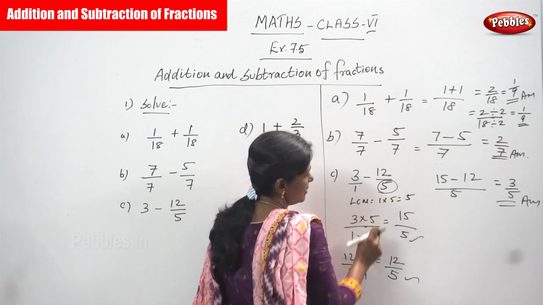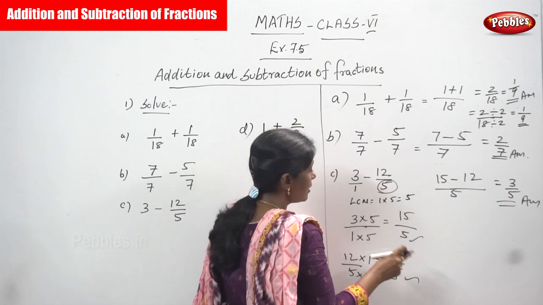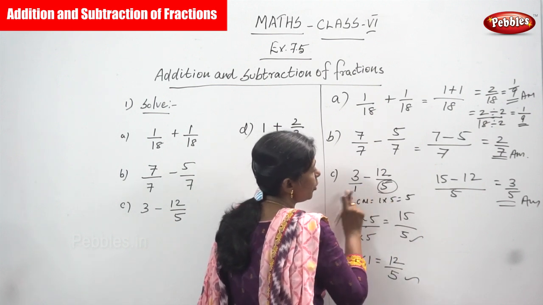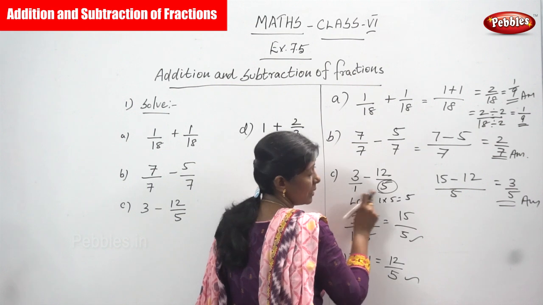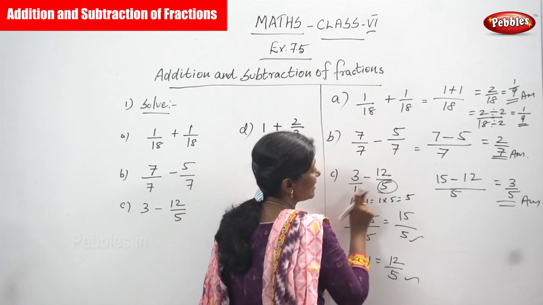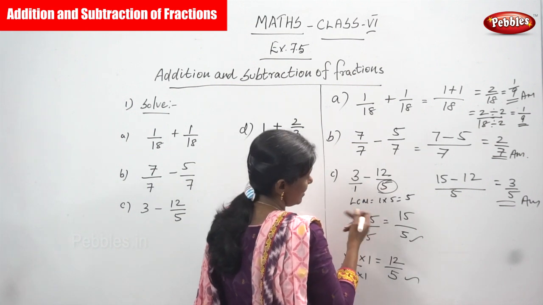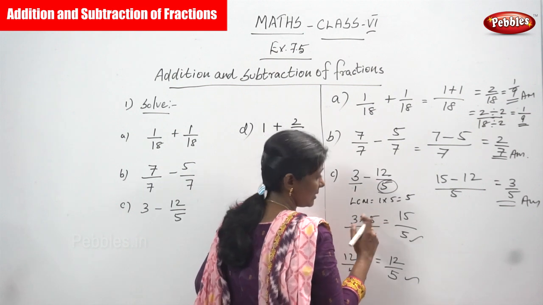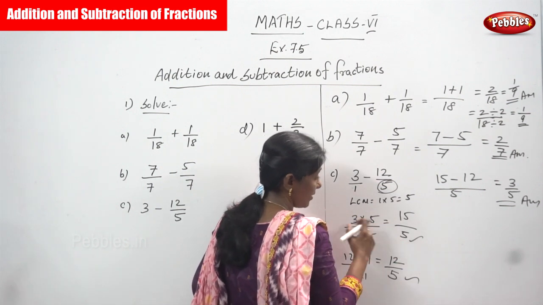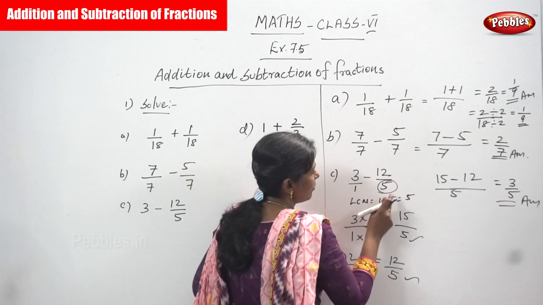After that you have to take the LCM. So 1 into 5, you get 5. You have to make these two denominators the same, because the LCMs are different. So you have to make these two numbers have a common LCM. Sorry, not common factor, common LCM. So 1 into 5 is equal to 5.